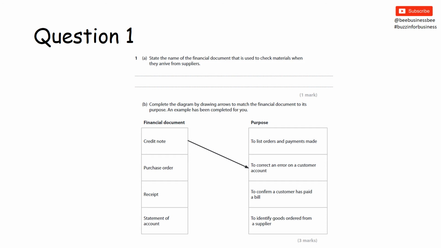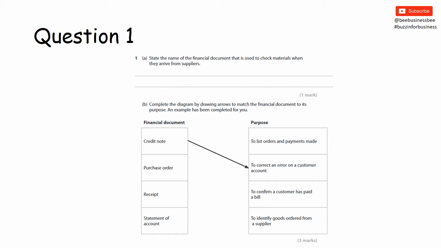Question one: state the name of the financial document that is used to check materials when they arrive from the suppliers. That's part A. And then part B is you need to complete the diagram by drawing the arrows to match the financial document to its purpose. And you can see one answer has been done for you already.